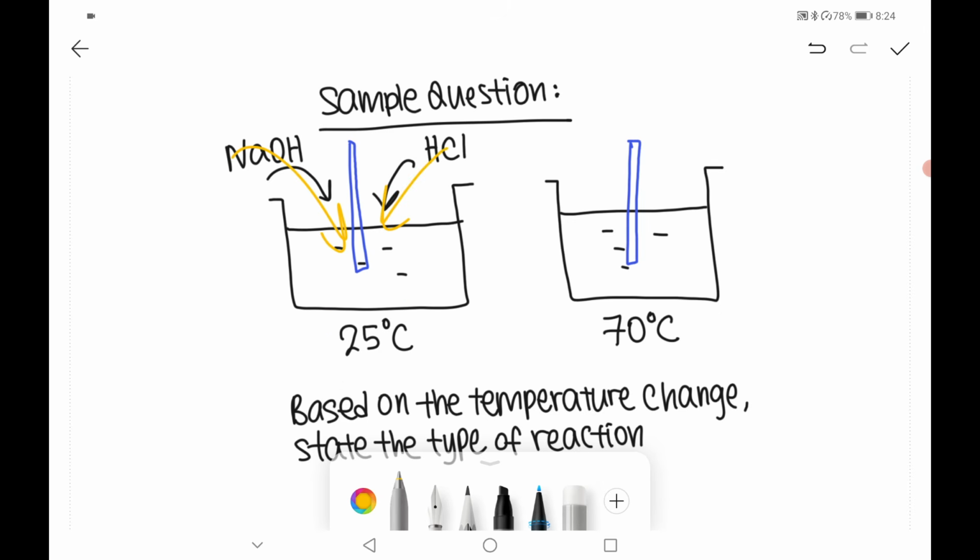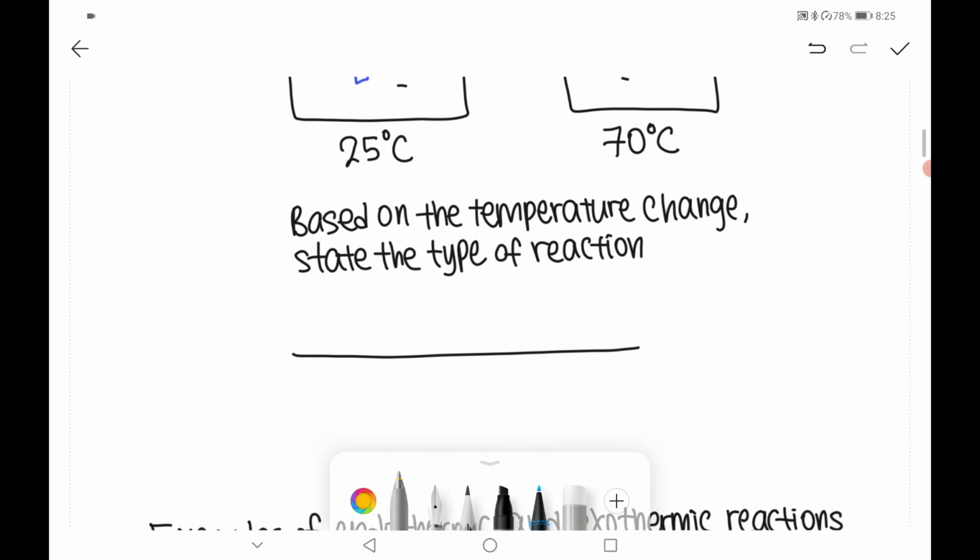After we mix these two solutions, now the temperature becomes 70. So what happened here? Temperature goes from 25 to 70, the temperature increases. So when the temperature increases, what is it? Based on the temperature change, tell me the type of reaction. When you look at the temperature change, you can only have two possible answers, which is endothermic or exothermic. If you look at the temperature, you should be able to know it is an endothermic or exothermic reaction. So which one is it?